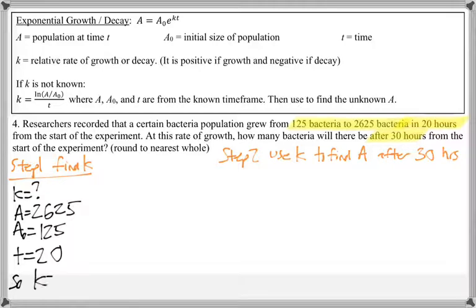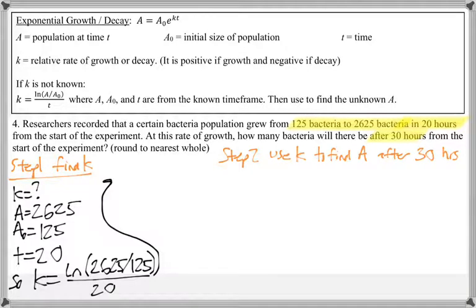So K is equal to ln of 2,625 over 125 all over 20. And we can try to reduce that fraction on the inside of the logarithm, and that reduces to 21. So K is equal to ln of 21 over 20.